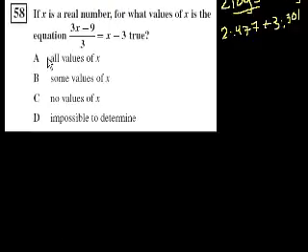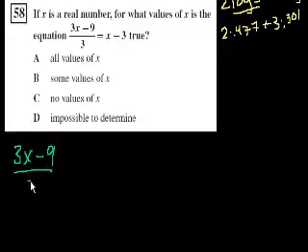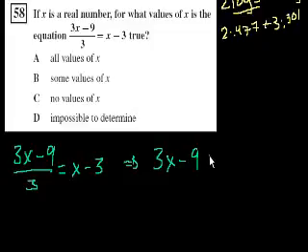Problem 58. If x is a real number, for what values of x is the equation (3x minus 9) over 3 equal to x minus 3 true? All right, well, if x is a real number, let's just play around with it. Maybe it's just a truism. Well, no, it is a truism. Look at it. Let me write it. (3x minus 9) over 3 is equal to x minus 3. Let's multiply both sides of this equation by 3. You'll get 3x minus 9 is equal to 3x minus 9. So we could stop there.